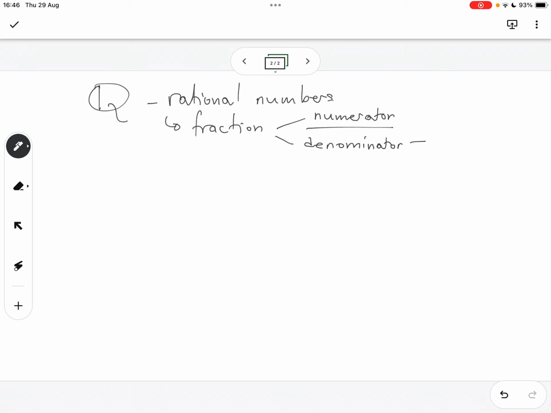Denominator that is not equal to 0, because if it equals 0, then we get an undefined answer. All right? And then the next one. So all of these numbers form part of the real number system.